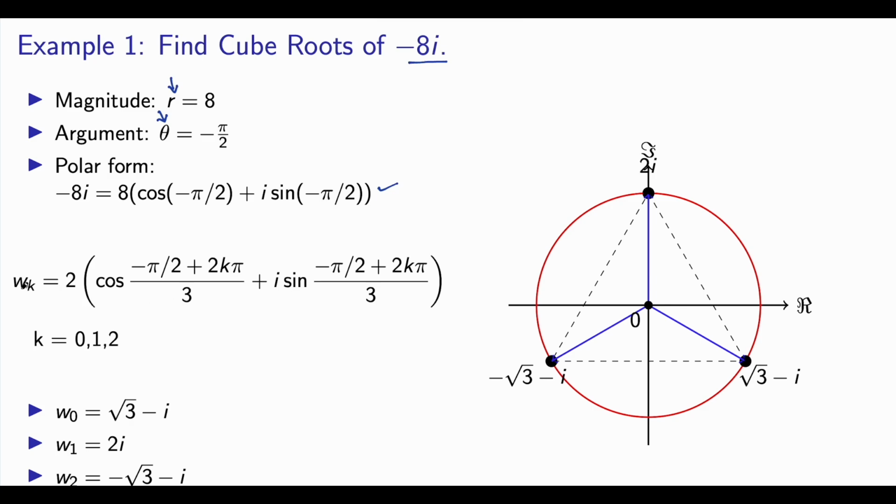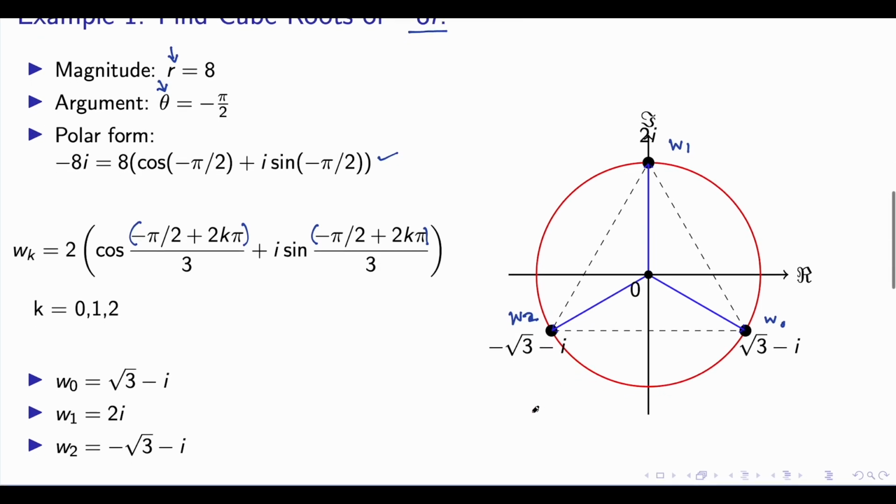And then the roots w_k are again written in the general form, where k equals 0, 1, and 2. In that case, the first root is root 3 minus i. So this is w0, this is w1, and this is w2. These are all the three roots we can easily obtain after plugging in k equal to 0, 1, and 2 in this expression.